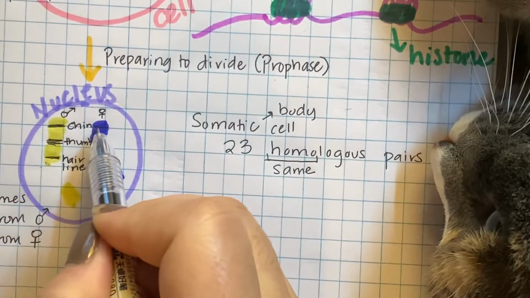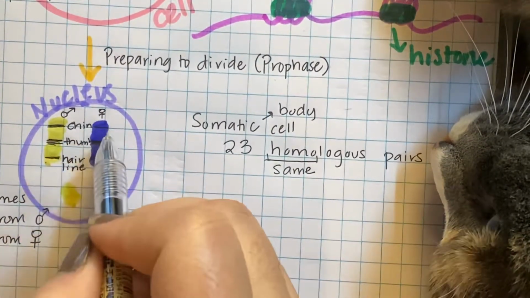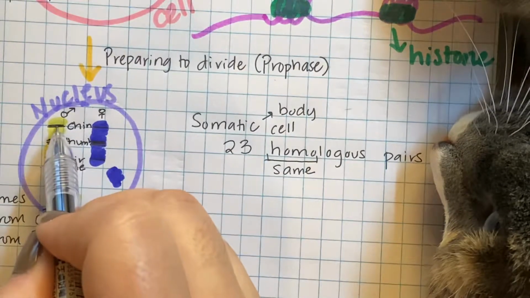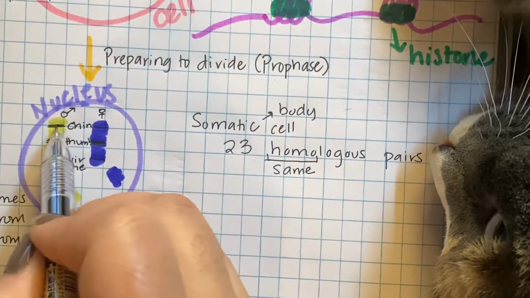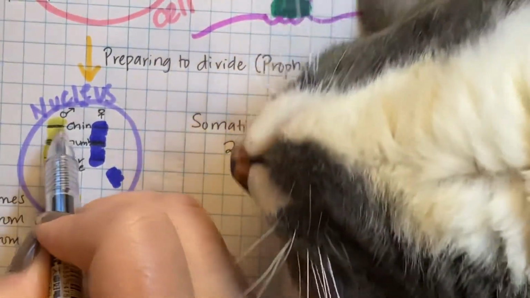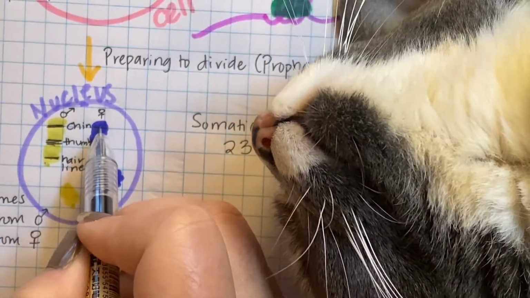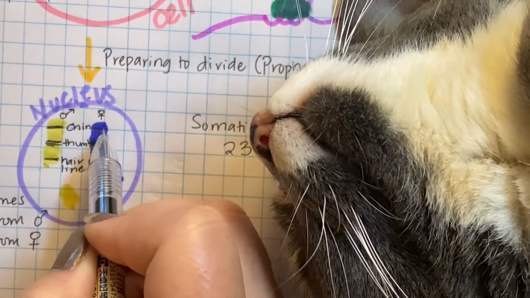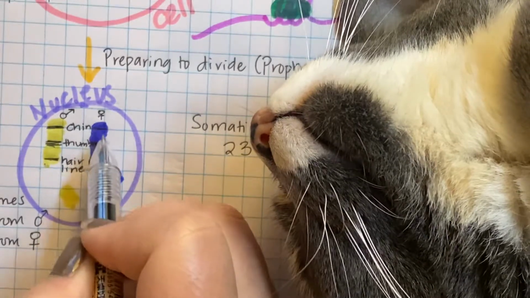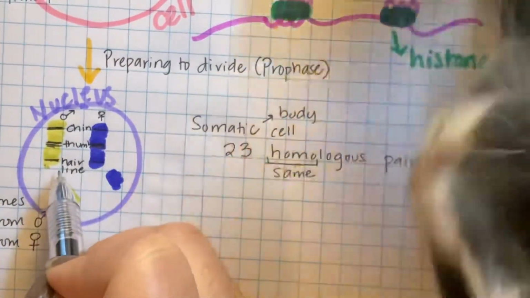but they might not carry the same allele, which is a variation of a gene, right? So while both your mother and father have the gene for your chin shape, your father may carry the cleft chin and your mother may carry the non-cleft chin, and then the combination together will give rise to what kind of chin you have.